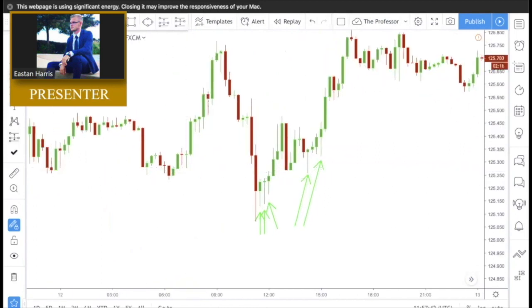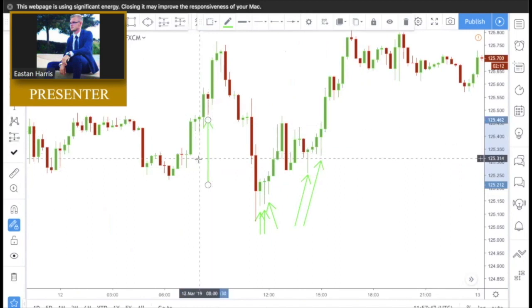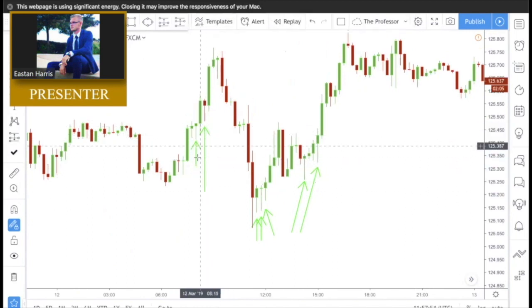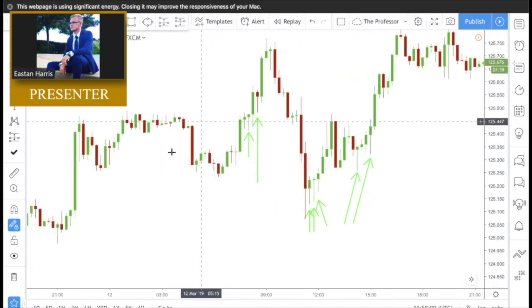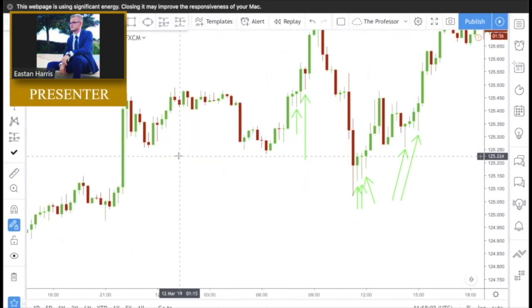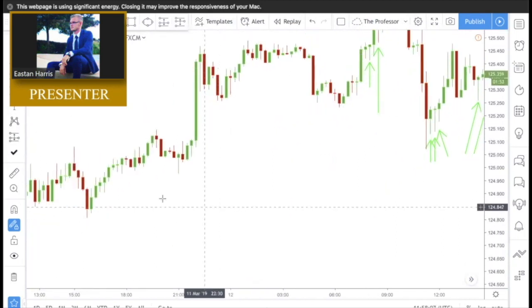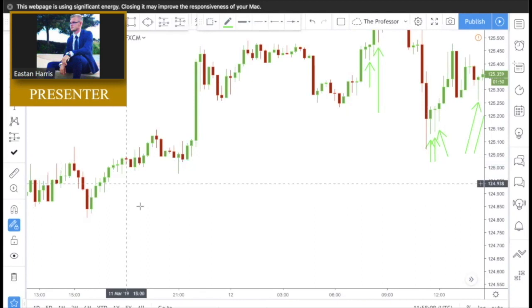Down here, we've got some more. Got an exhaustion here and one right here. Price comes down, rejects back up. Price then follows on up. You have to pay attention to what price is giving you guys. Price will tell you what it wants to do. You just have to listen.